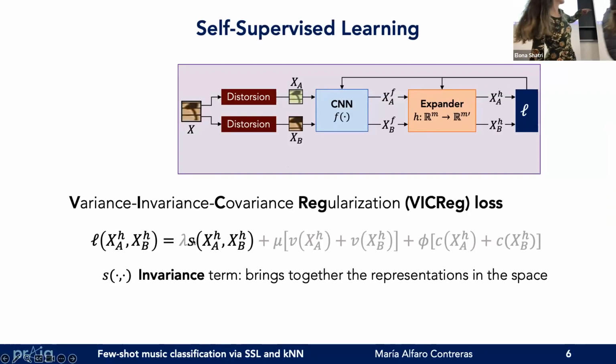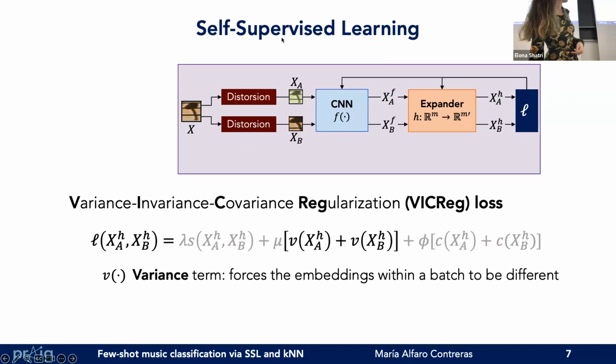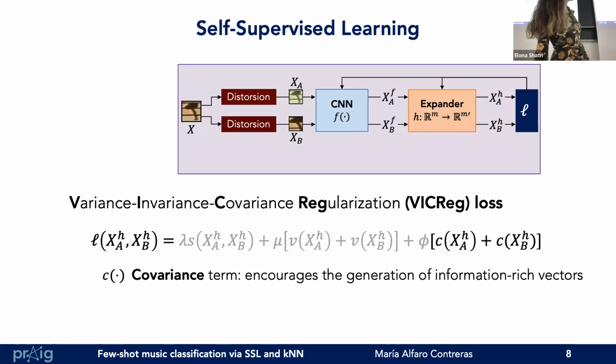Sorry. Okay. So we're going to use the invariance term to actually bring these two representations together in the space because they belong to the same symbol. Then we're going to use another term that is called variance, and this term is going to force the embeddings within a batch to be different. Why? Because we assume that the image batch that we input to the CNN usually contains images that belong to different symbols, and we want these representations to actually be different. And the last term is called the covariance term, which encourages information-rich generated vectors to avoid any trivial solution like producing the same vector for all the symbols or a zero vector.